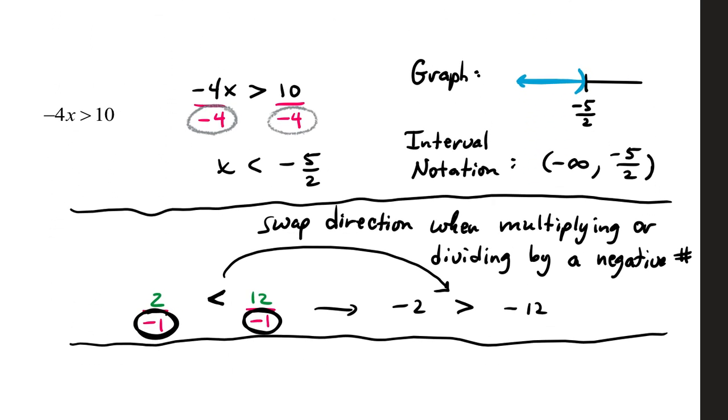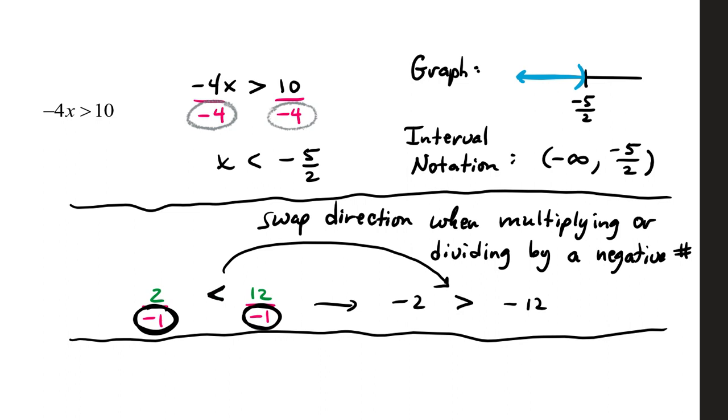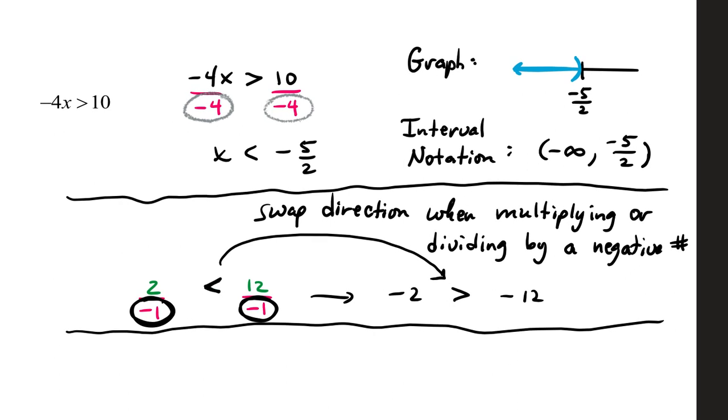In our third example, we have -4x greater than 10. Divide both sides by -4. If you have to multiply or divide by a negative number in order to isolate your variable, your inequality has to be turned around. I'll discuss that below. But since we're dividing by -4, I have to turn my inequality around.